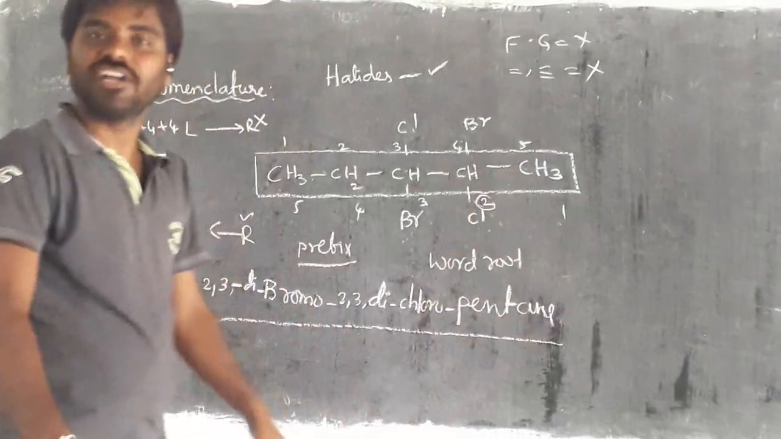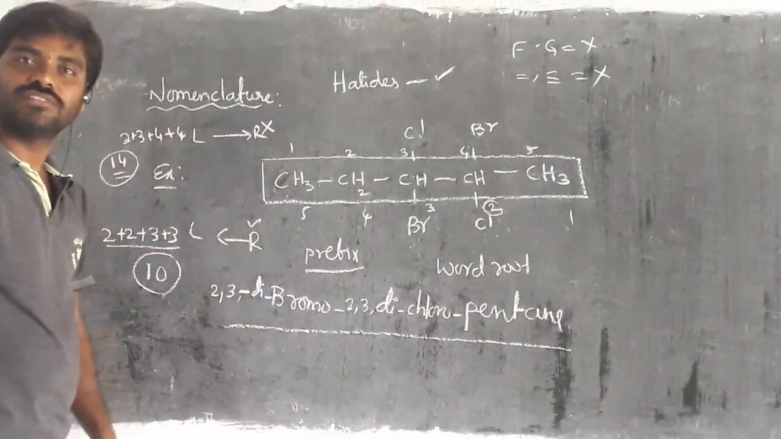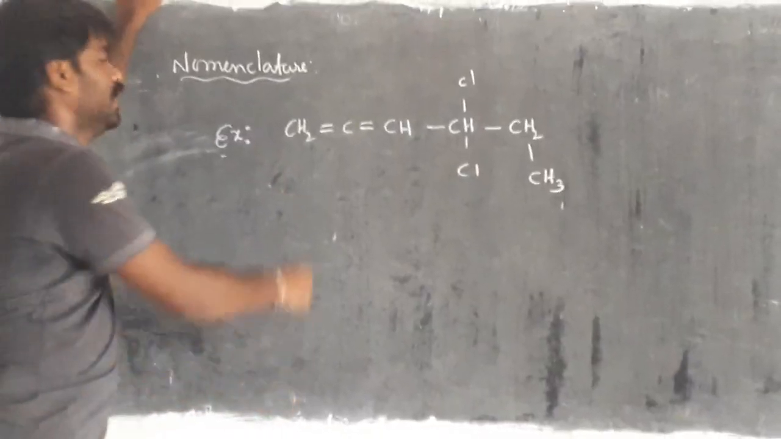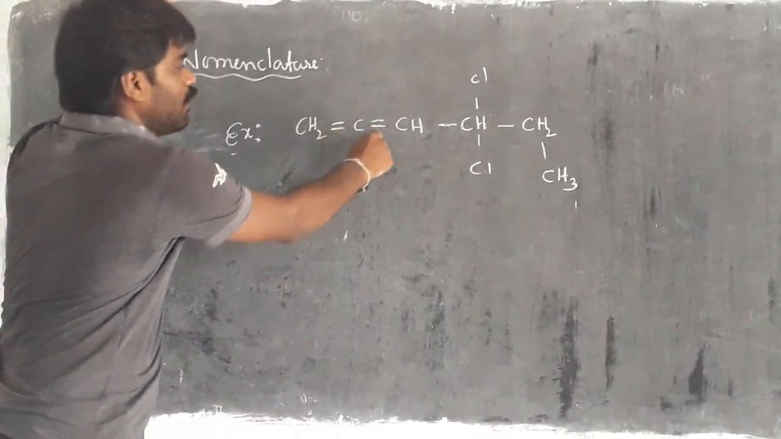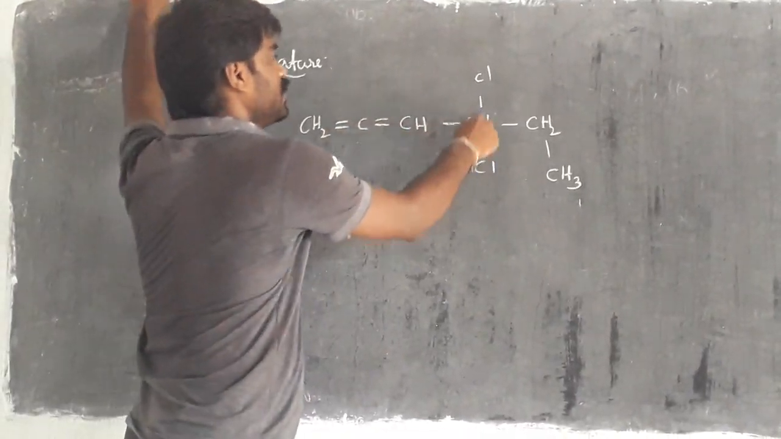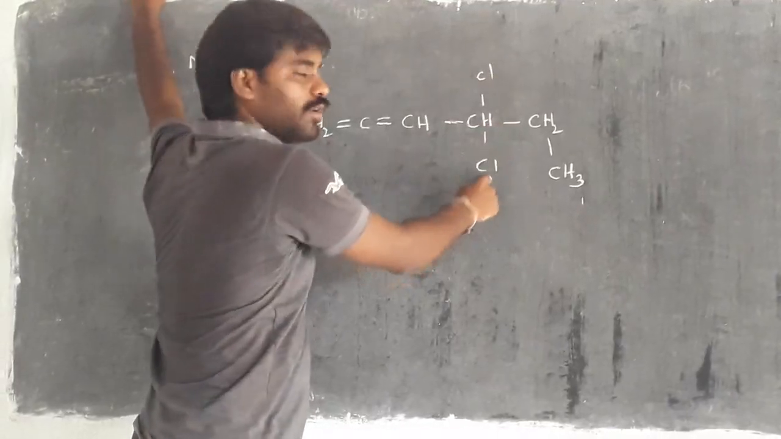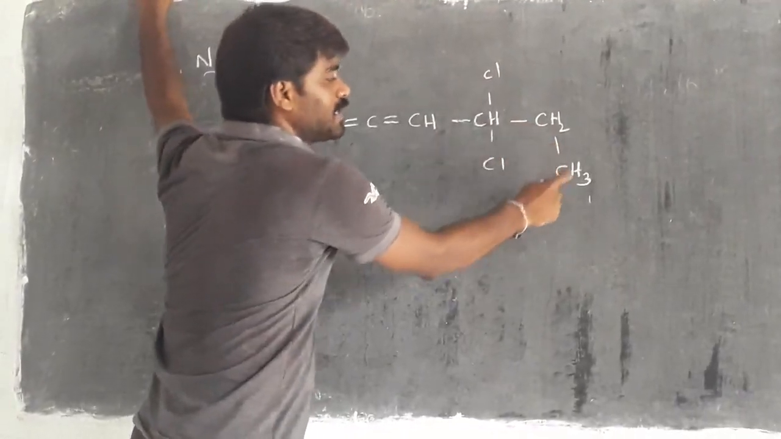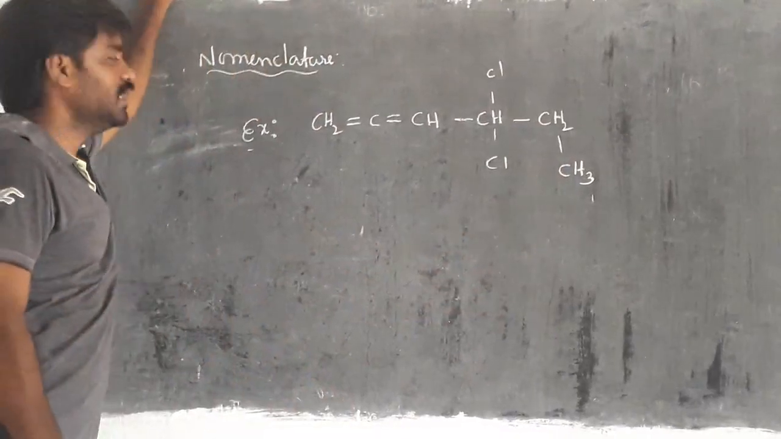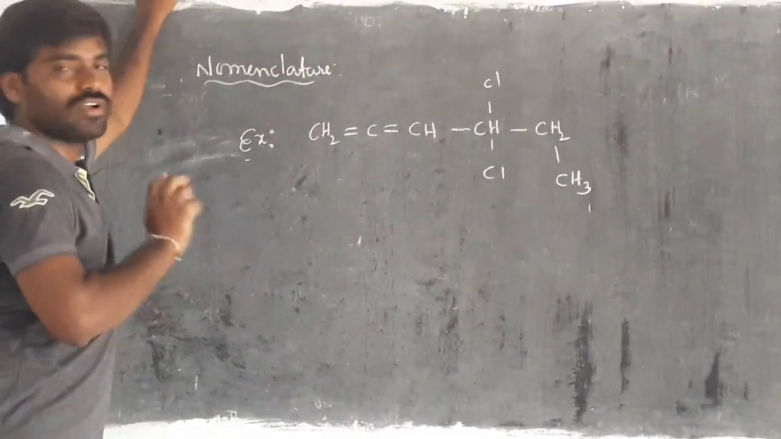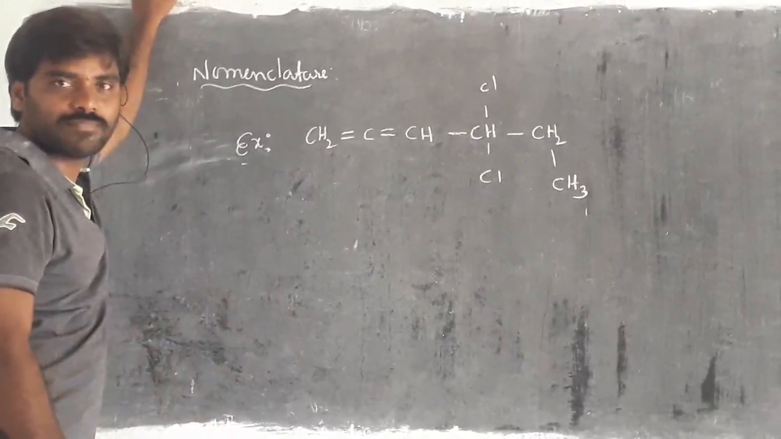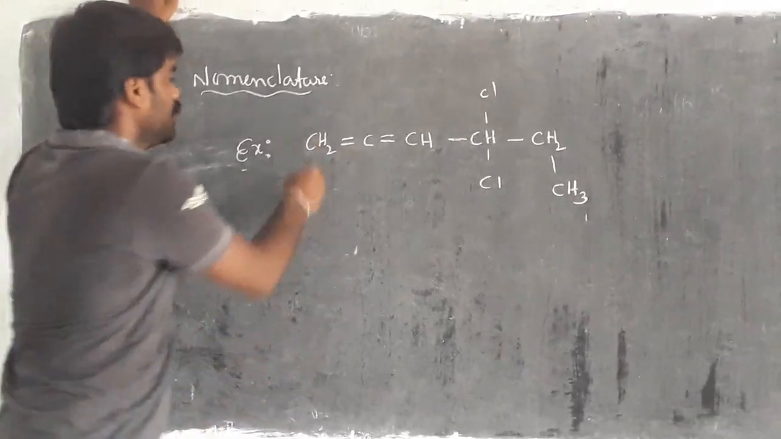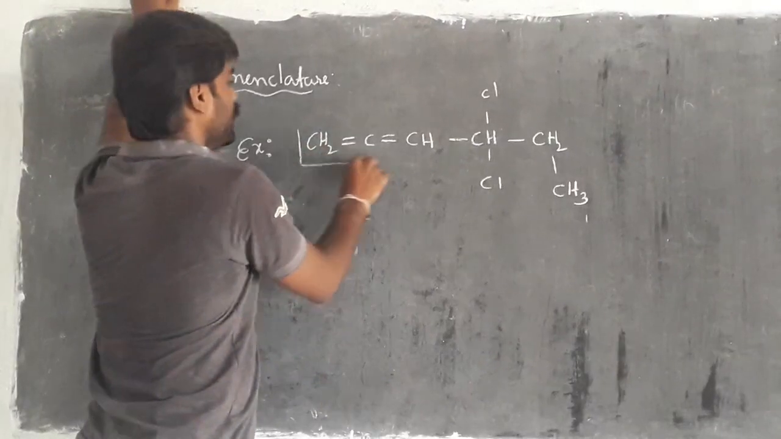Right, children? Understood? I have taken one more example. Here, the molecule is CH2 double bond C double bond CH bond CH, above one chlorine and below one chlorine, CH2 bond CH. Right? In that, first to write the name, what's our condition? We have to select the parent chain, right? So I am going to select the parent chain.